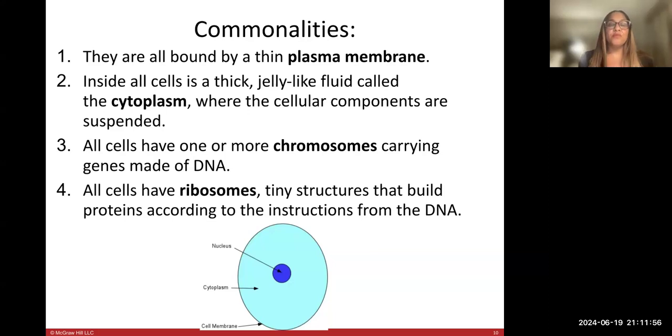All cells have one or more chromosomes carrying genes made of DNA, and all cells have ribosomes, which are tiny structures that build proteins according to the instructions from the DNA. We will get into more detail about all of this. But all cells, prokaryotic and eukaryotic, have at least these four things in common.